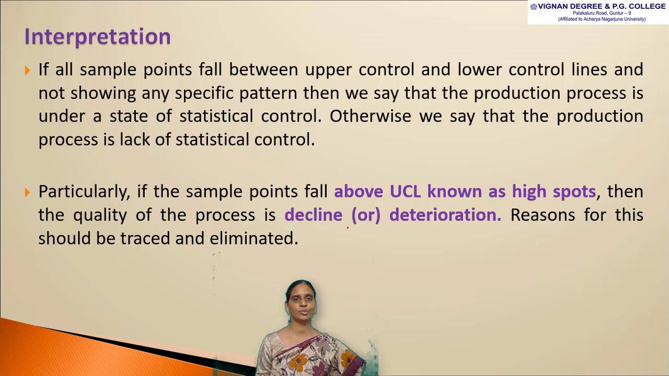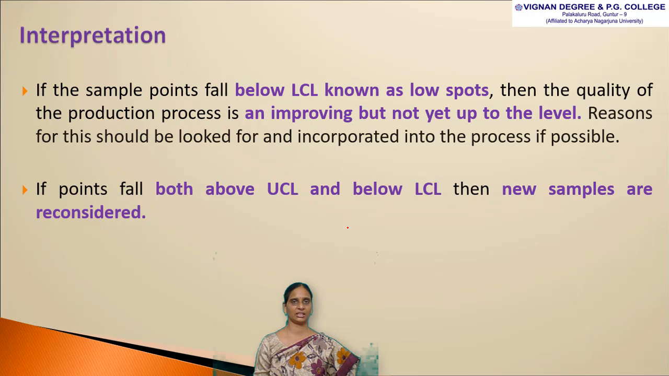Interpretation: if all sample points fall between the upper control and lower control lines and do not show any specific pattern, then we say that the production process is under a state of statistical control. Otherwise, we say that the production process lacks statistical control. Particularly, if the sample points fall above UCL, those points are known as high spots, then the quality of the process is declining or deteriorating. So reasons for this should be traced and eliminated.